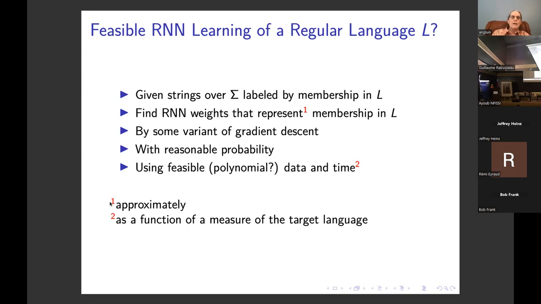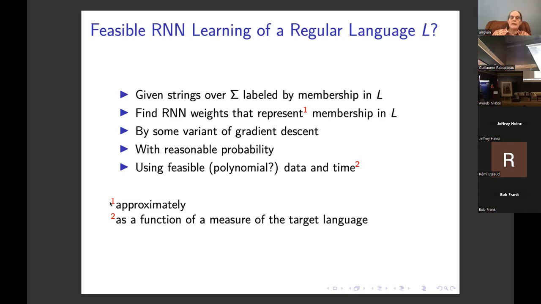So what do I mean in this talk by feasible learning of a regular language by a recurrent neural network? Well, this isn't quite a formal definition, and I'm not going to present any theoretical results of mine because I don't have any in this topic. But here's the rough outline of a definition. We're given strings over a finite alphabet labeled by their membership in a regular language L. The goal is to find RNN weights that represent approximately membership in L. And the key thing here is by some variant of gradient descent. So in the empirical results I talk about, it's just the Adam optimizer in PyTorch.